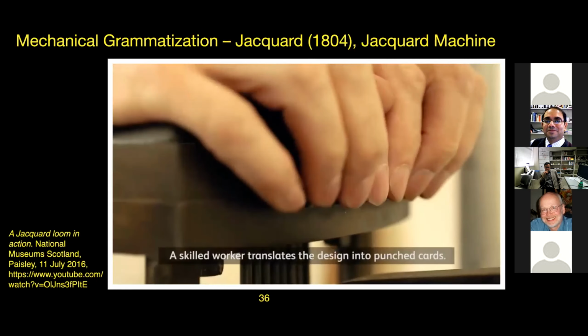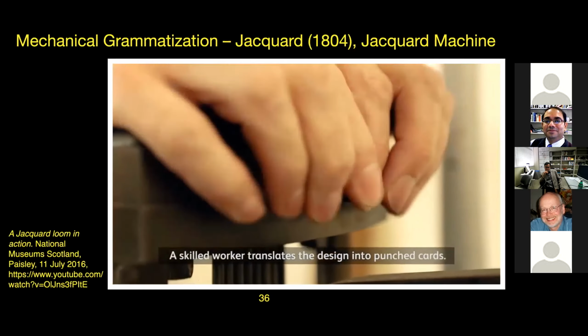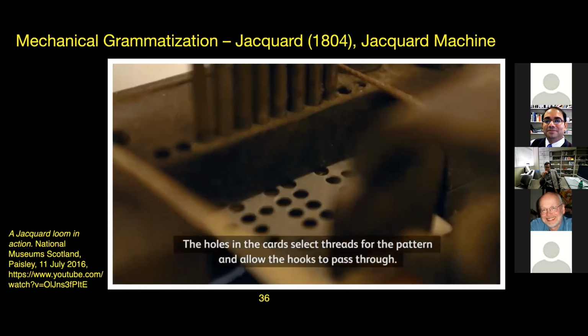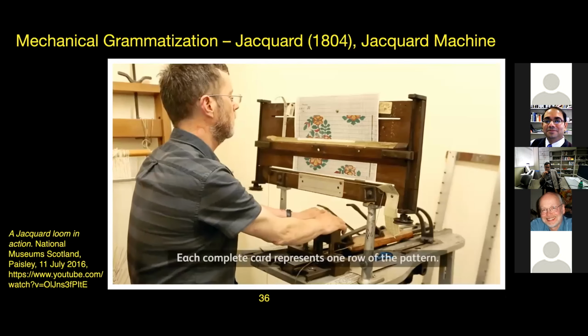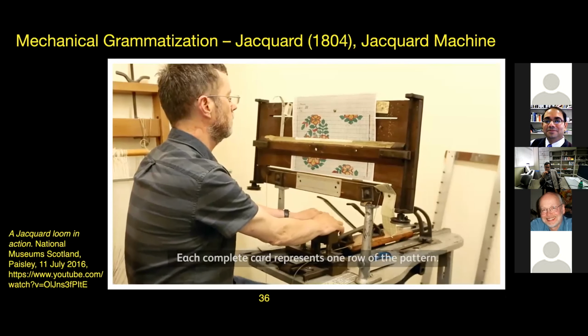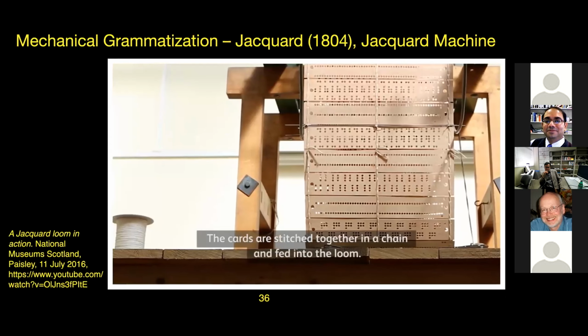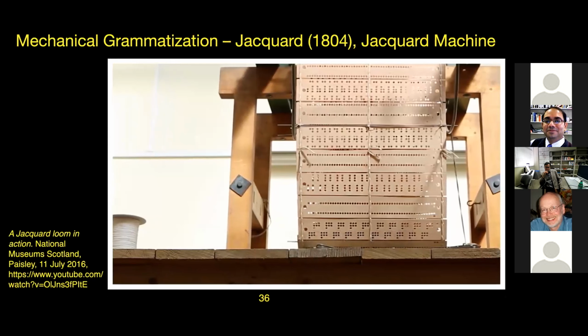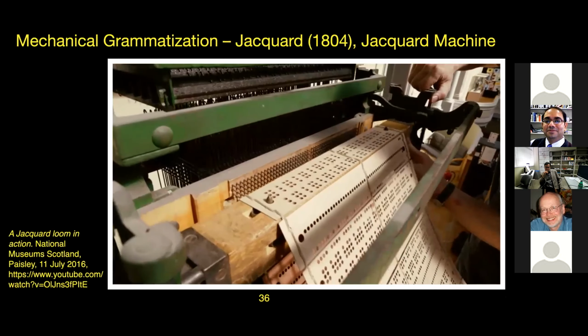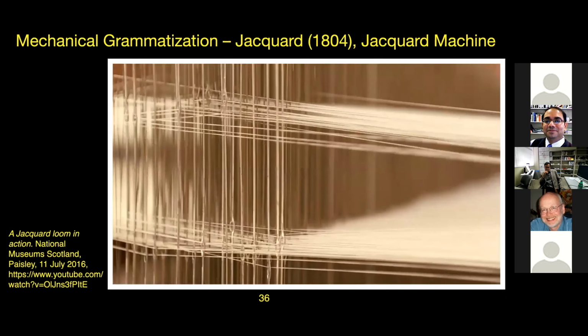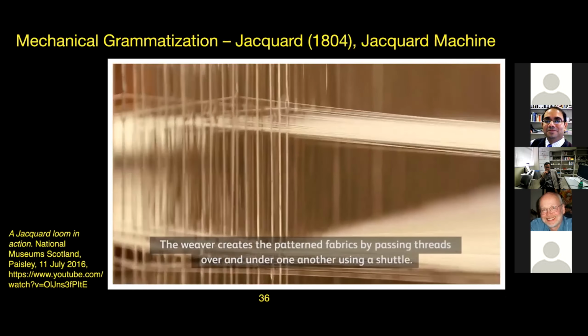A skilled worker translates the design into punched cards. The holes in the cards select threads for the pattern and allow the hooks to pass through. Each complete card represents one row of the pattern. The cards are stitched together in a chain and fed into the loom. The weaver creates the pattern fabrics by passing threads over and under one another using a shuttle.